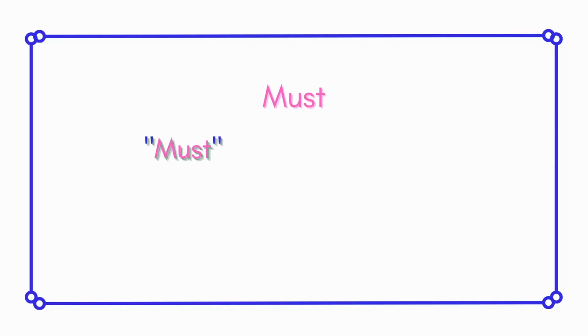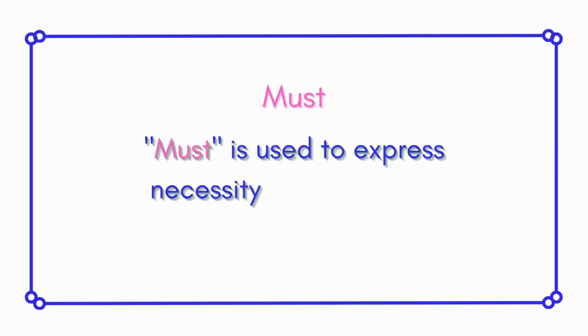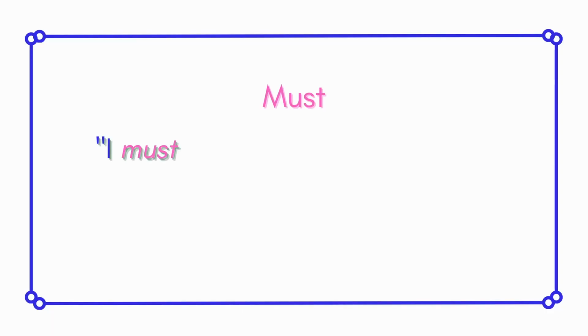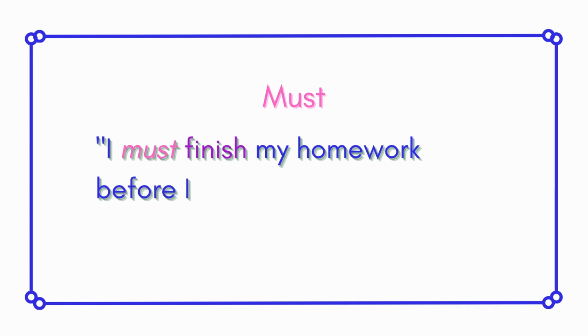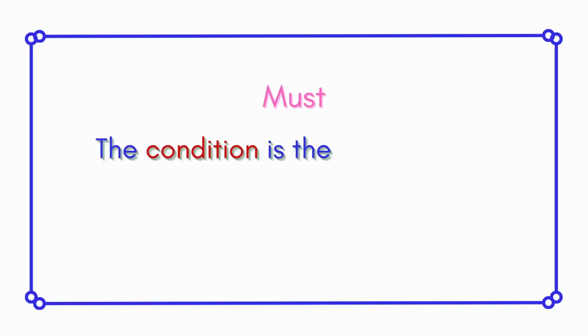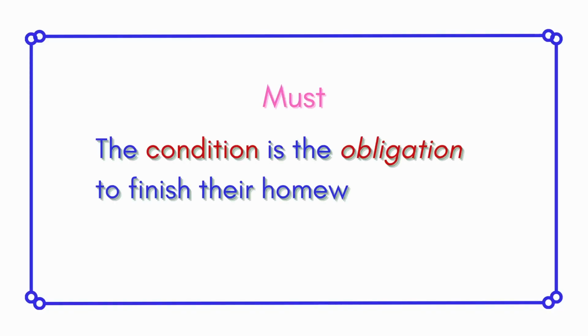Now, let's look at the modal verb must. Must is used to express necessity, obligation. It is used to say that something is required. So, for example, I must finish my homework before I can watch TV. Now, this means that there is a necessary condition for the speaker to watch TV. And that condition is that they have an obligation to finish their homework.